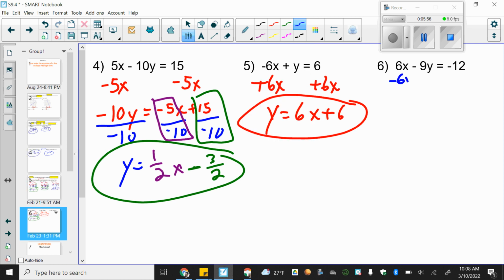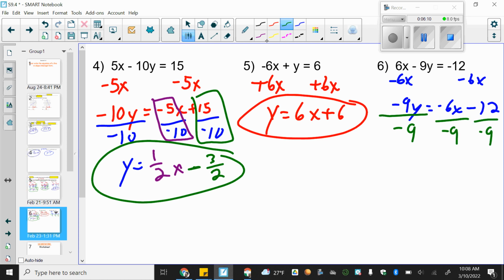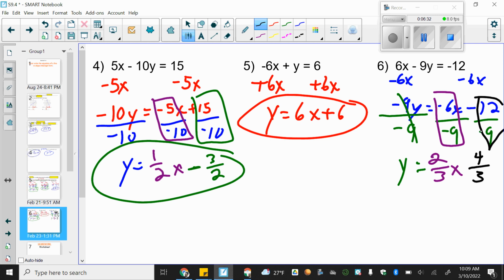Last one. Subtract 6x. And negative 9y equals negative 6x minus 12. I'm going to divide each one by negative 9. And then y comes down. I'm going to have 6/9. I can reduce those by 3. So negative divided by negative is positive. 6 divided by 3 is 2. 9 divided by 3 is 3. And x. Here I have 12/9. And I can divide 12 by 3 to get 4, and 9 divided by 3 to get 3. Negative by negative is positive. That's done.